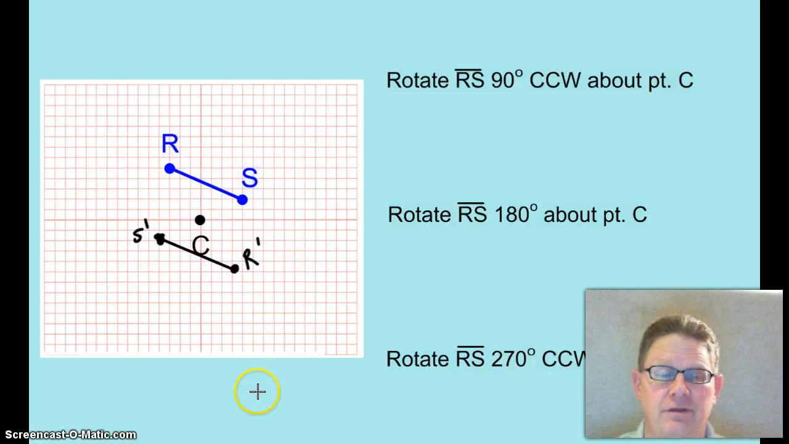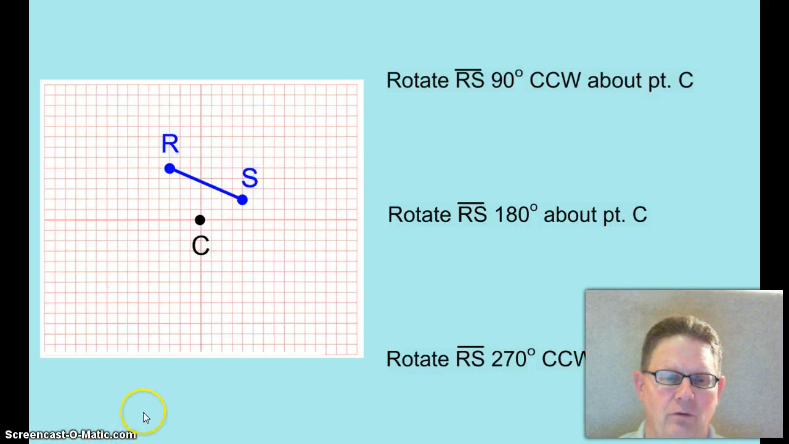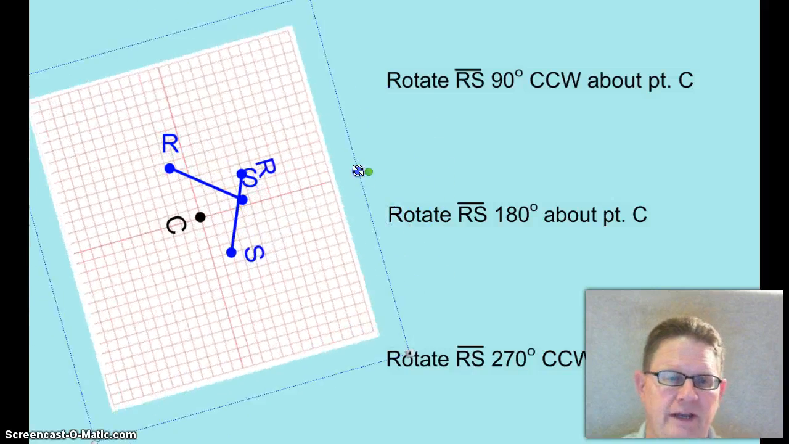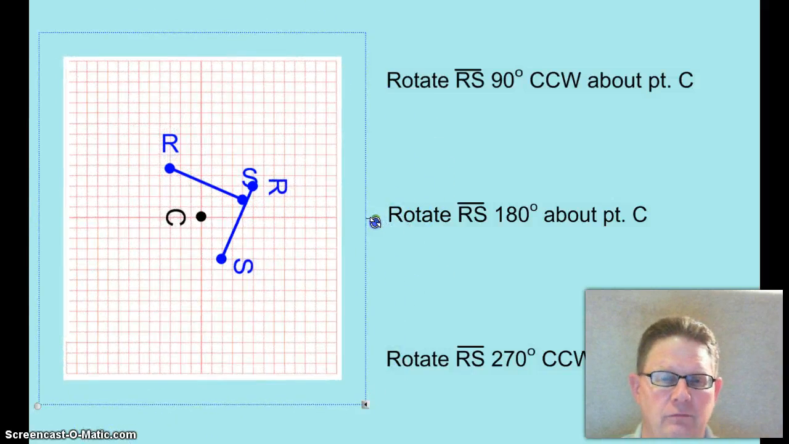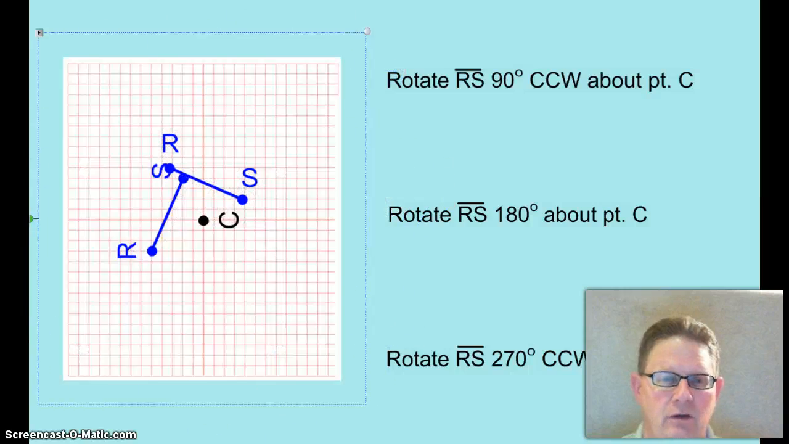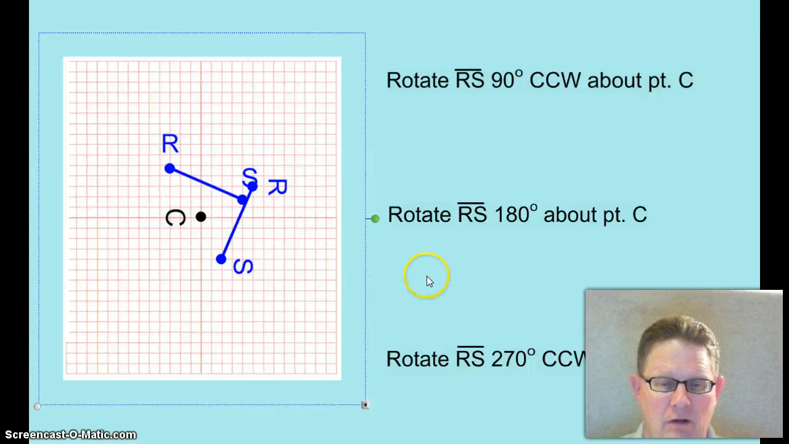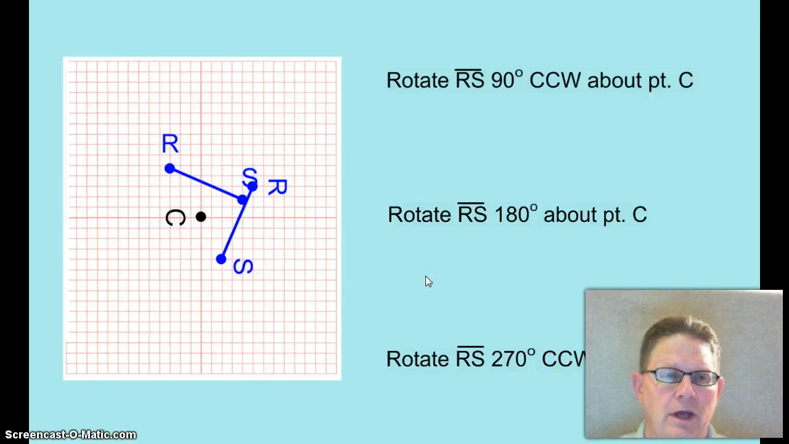Alright, now let me clear things up, and we'll do a 270 degrees counterclockwise rotation about point C. Rotate segment RS 270 degrees counterclockwise about point C. That's pretty easy. Just rotate it 90 degrees clockwise, because that will be the same result as going 270 degrees counterclockwise. And then go ahead and put in our points.